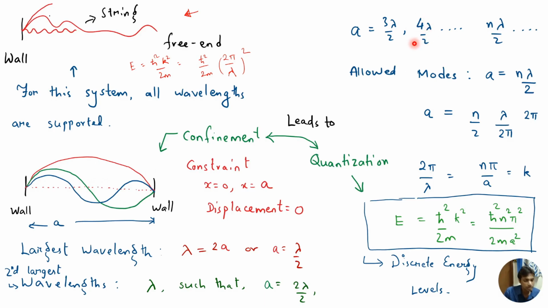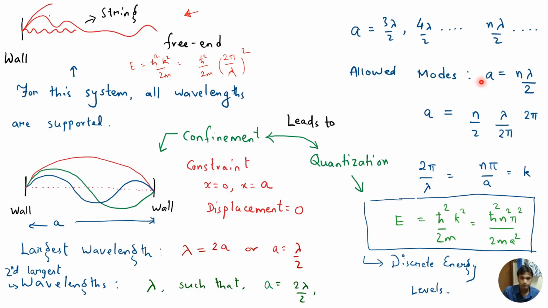So basically what we see here is that the length of this clamp, this a, has to be an integral multiple of lambda by 2. Okay, so this point is clear, right?